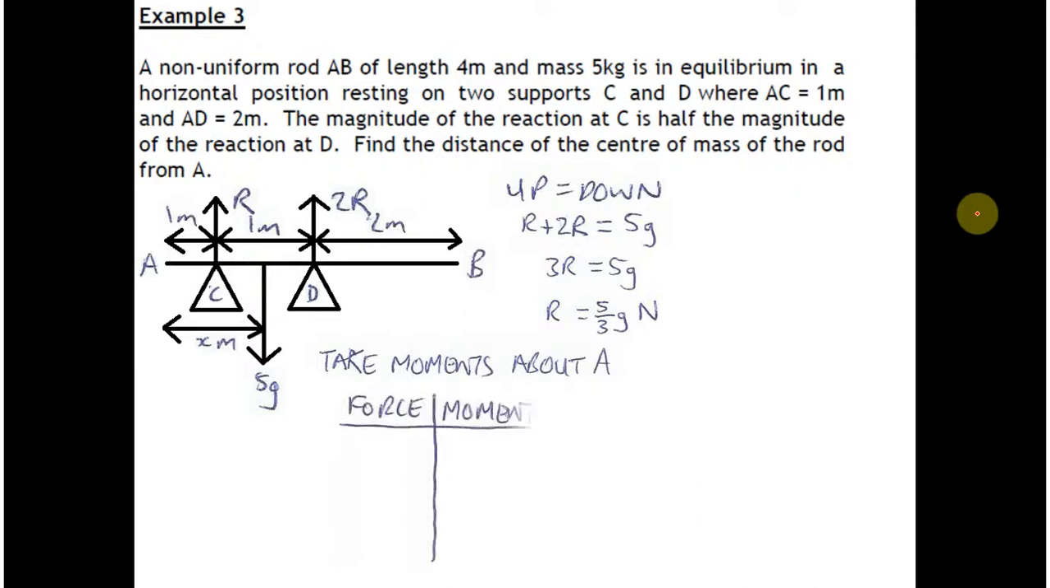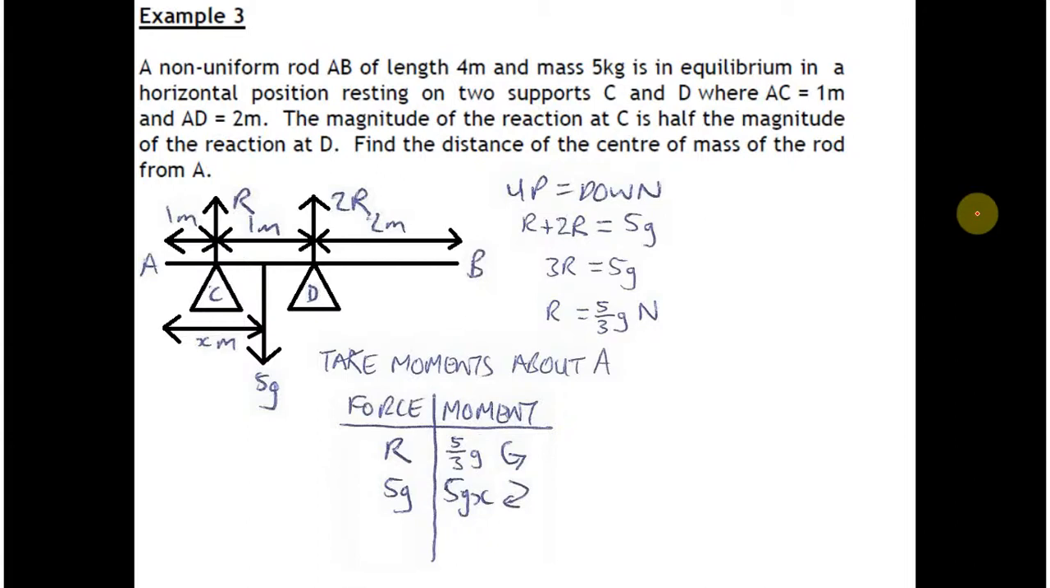So drawing our force moment table, we start with force R. It's 1 meter away from A, so it's 1 times R, 1 times 5 thirds G, so 5 thirds G. If we spun it around the point A, it would spin in an anti-clockwise direction. The next force is 5G. It's X away from A, so 5GX is the moment. It would spin in a clockwise direction.